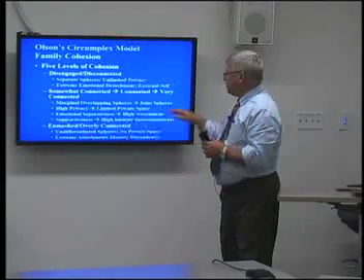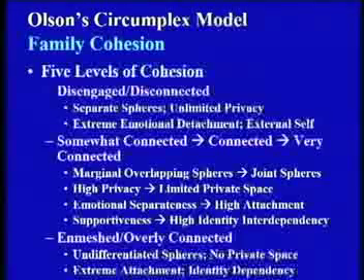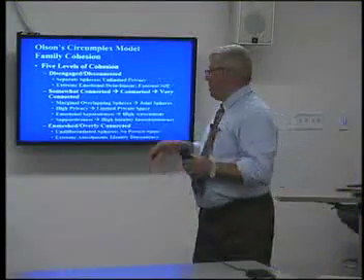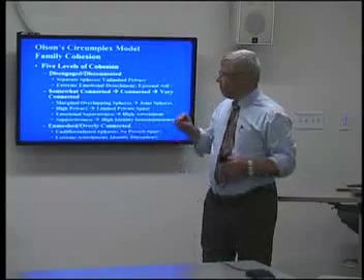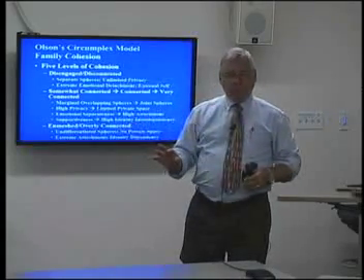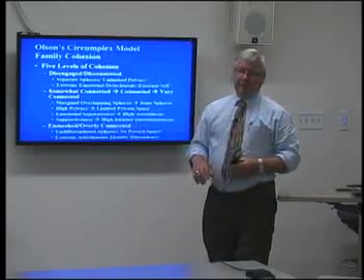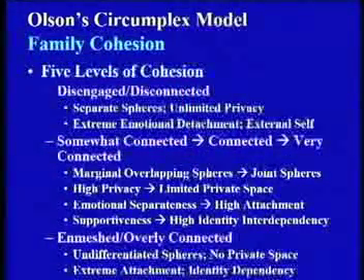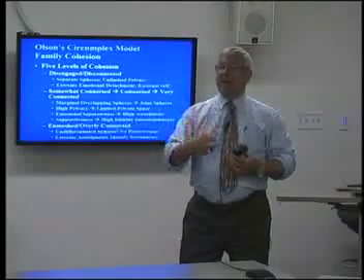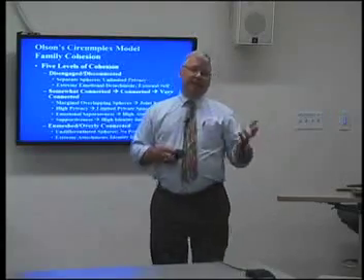The final level of cohesion is what he calls enmeshed or overly connected. And in these situations, you have undifferentiated spheres. This family does everything together and nobody does anything separately. They're always doing things together. No private space at all. Any attempt to find private space is considered to be disloyalty. You're betraying the family. Extreme attachment and extreme identity dependency. If your family went away, you wouldn't even know who you were in the world. Your entire self is constructed based upon the responses you get from your other family members.